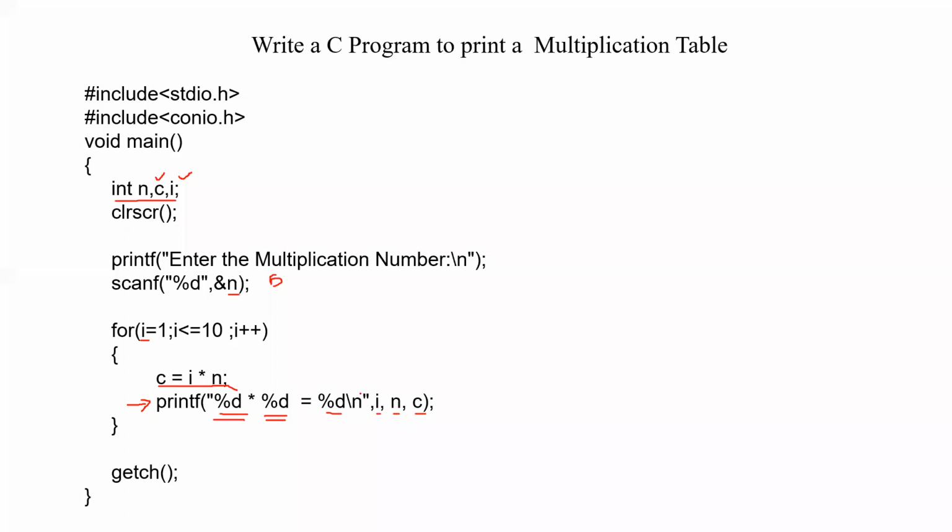So substitute. What will be the first value of i? What is the first value of i? Abhishek, i, n, and c I have given here, no? Instead of percentage d, what will be printed? The first value of i is 1 and the value of n is 5, which means we will be substituting.